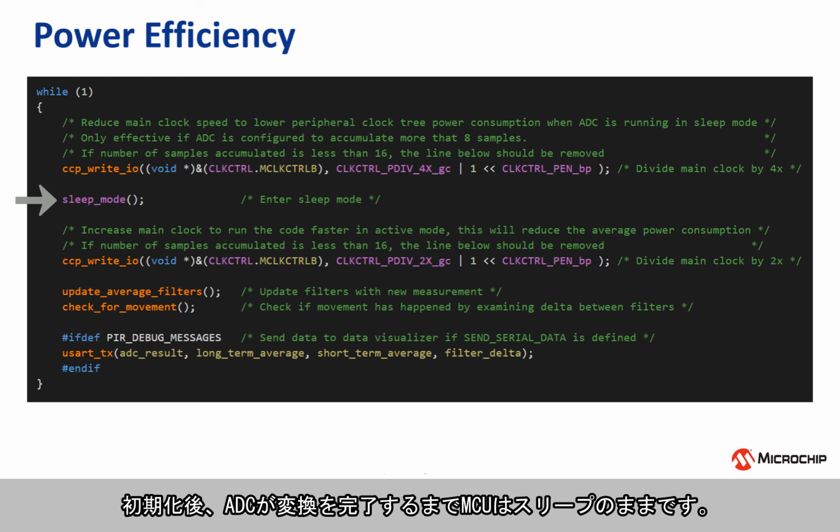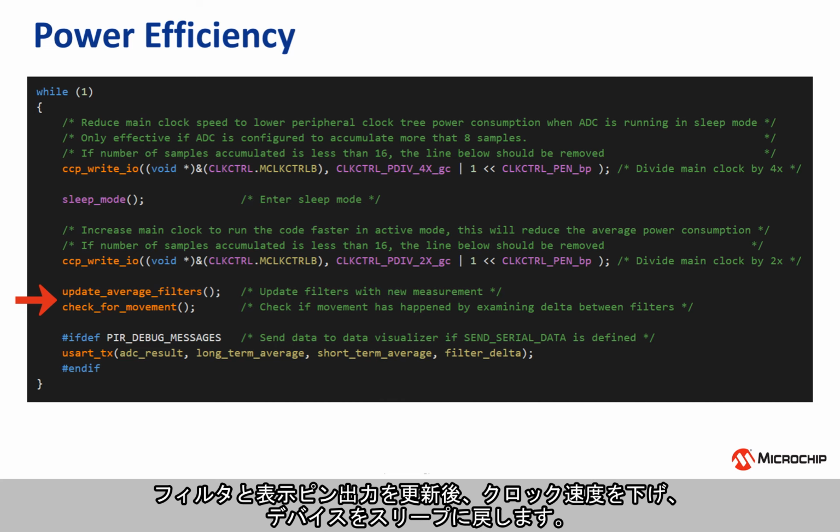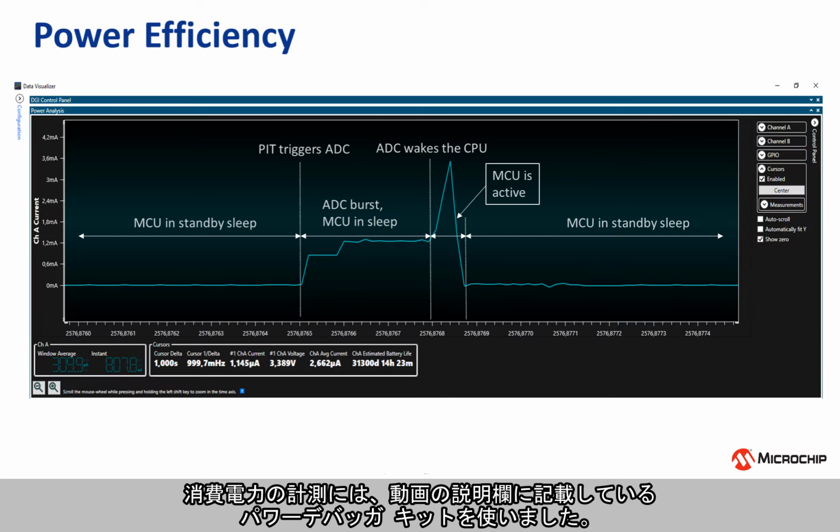After initialization, the microcontroller remains in sleep until the ADC completes the conversion. When the ADC wakes the microcontroller, the clock frequency is increased to improve power efficiency by reducing execution time. After updating the filters and the output of the indication pin, clock speed is reduced and the device returns to sleep. To measure the power consumption, the Power Debugger kit, linked in the video description, was used.